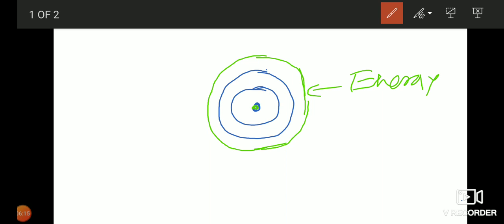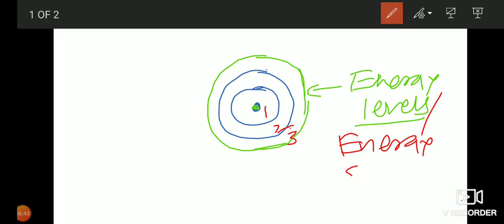This is a very important topic, students. This circular path is also known as the energy level. In this diagram, concentrate here properly. How many circular paths can you see? 1, 2, 3, correct. So 1, 2, 3 are the energy levels, understand. These are also called energy shells. Okay, so these are some important points.